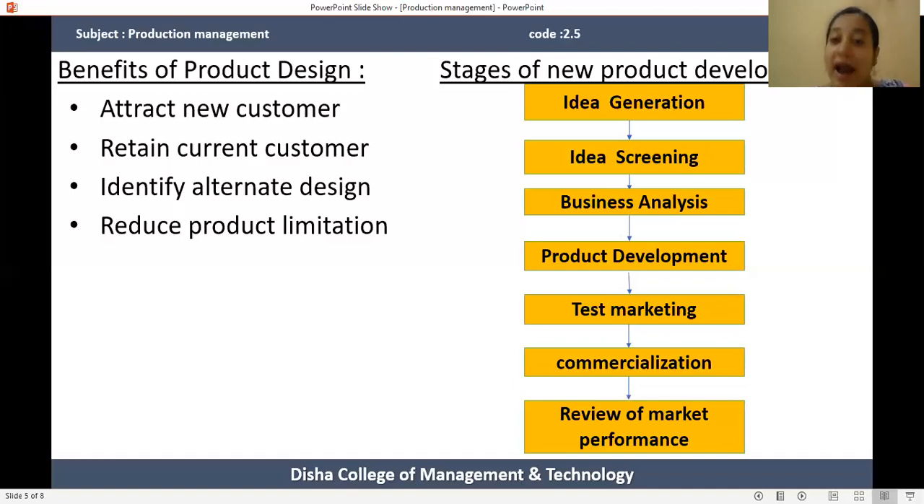So these are the various stages of new product development. First is idea generation, next is idea screening, then business analysis, product development, test marketing, commercialization, and review of market performance. By performing these step by step, the production department is able to develop a new product. Let me discuss the various stages one by one.